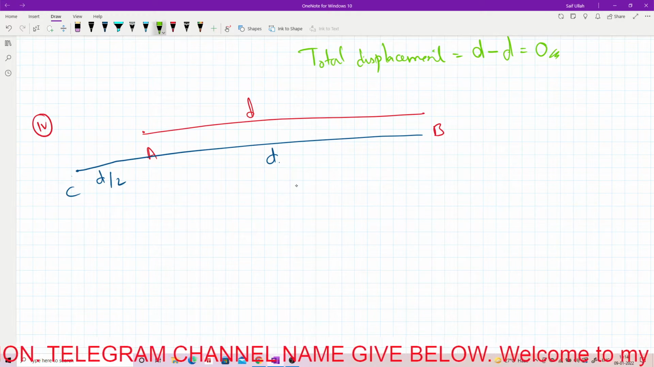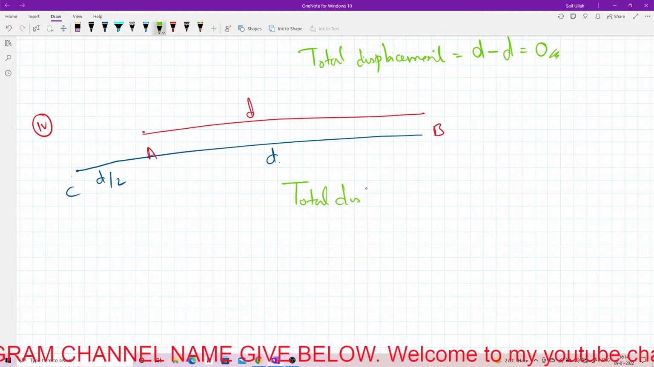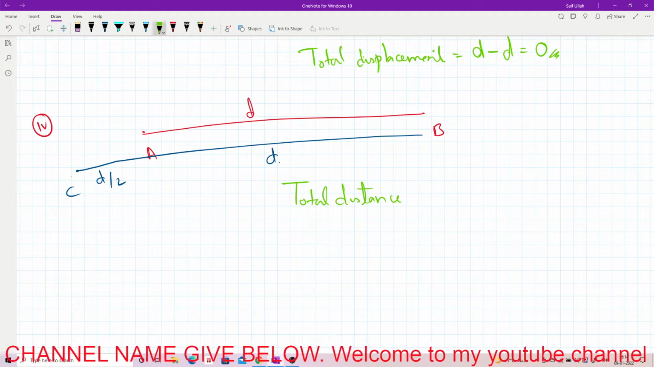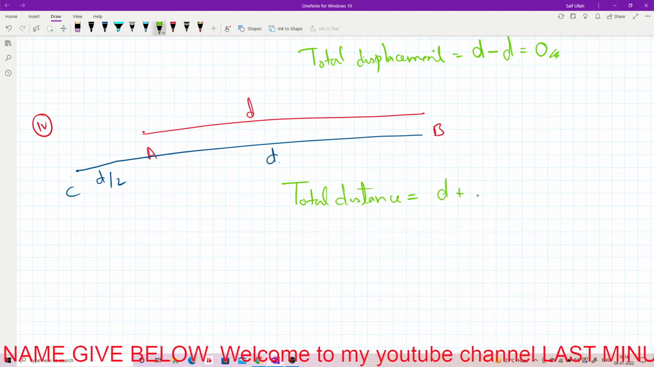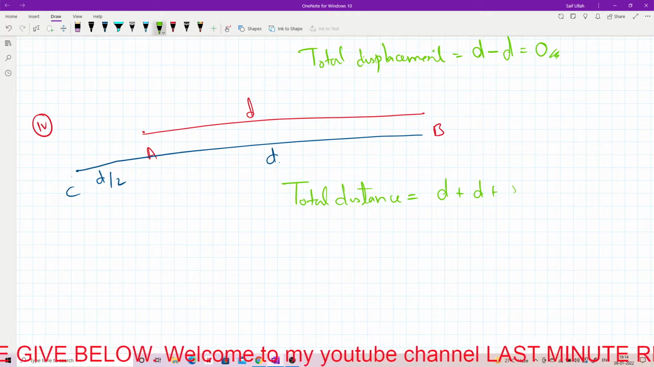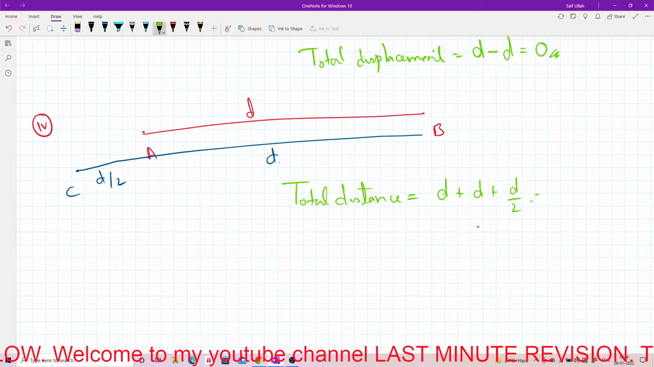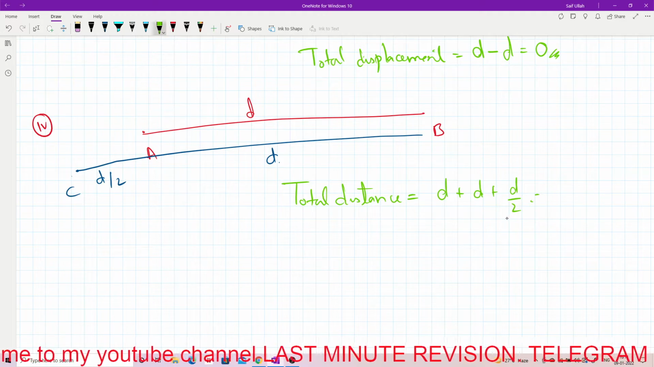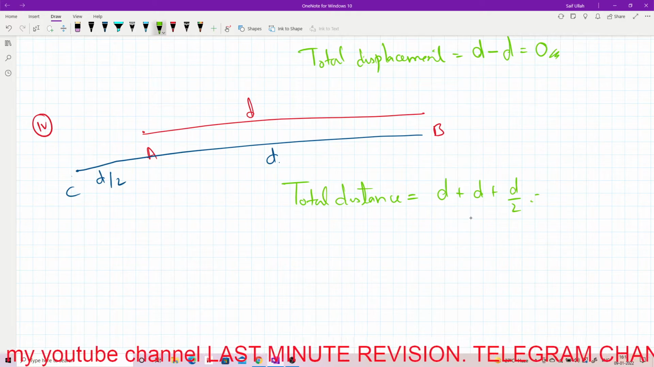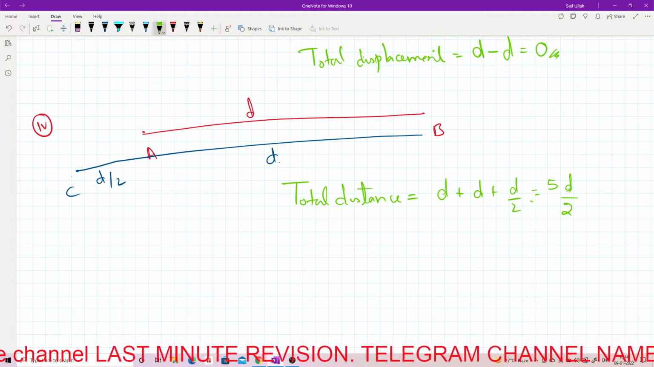Now write it as, first find the total distance. Okay, the total distance here is d plus d by 2. This is the total distance. So this will be 2d plus d by 2, that is 4d plus 1, 5d by 2.